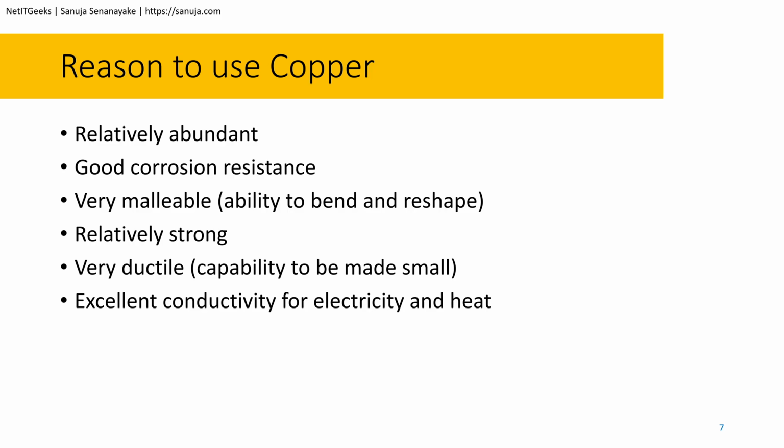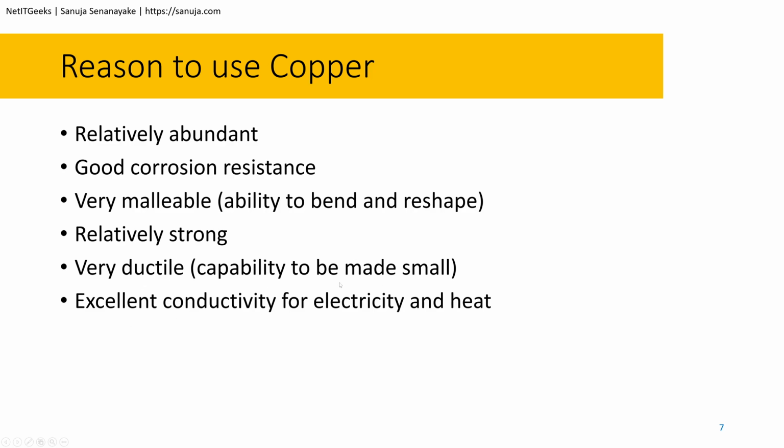So if you pull, if you give tensile stress, for example, it'll break. But with copper, not only is it malleable, it's also relatively strong, so it won't easily break. It's also very ductile, so it's capable of being made into very small strands. Malleability and ductility are a little bit related to each other.